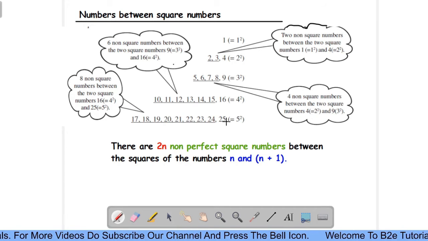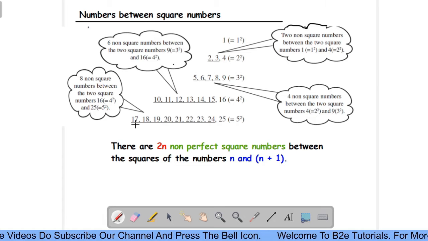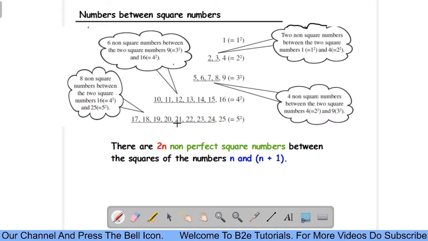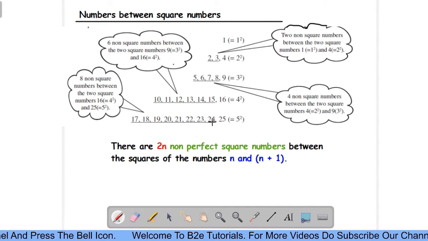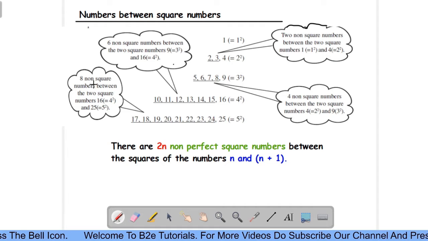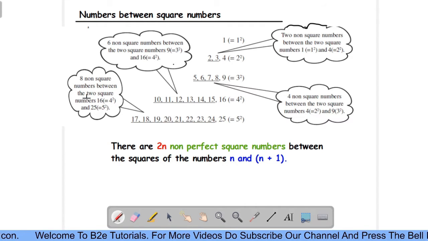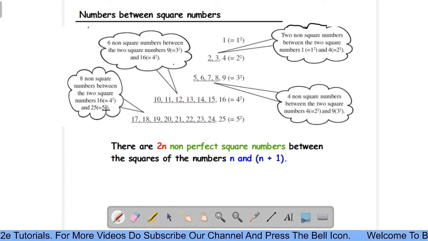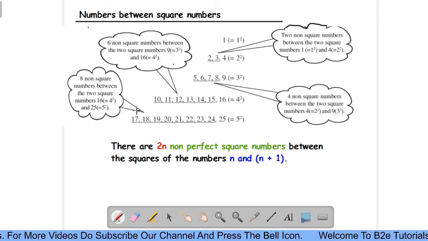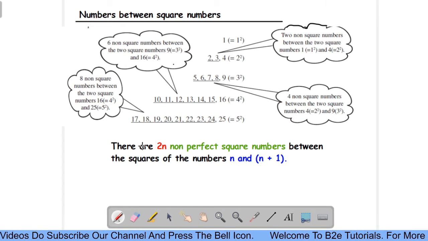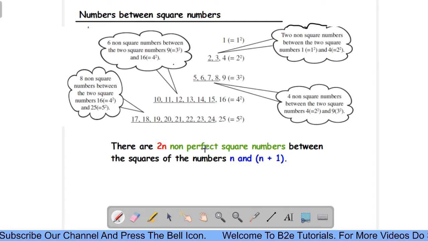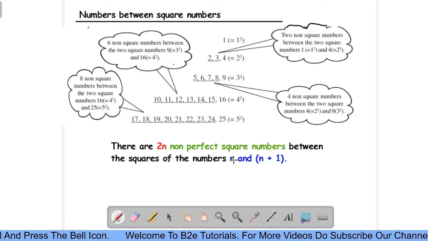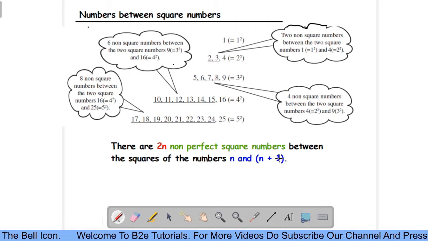Between 16 and 25 there are 8 non-square numbers, that is 17, 18, 19, 20, 21, 22, 23, 24. It means 8 non-square numbers between the two square numbers, that is 4 square, that is 16, and 5 square, that is 25. What we conclude from this is that there are 2n non-perfect square numbers between the squares of numbers n and n plus 1.